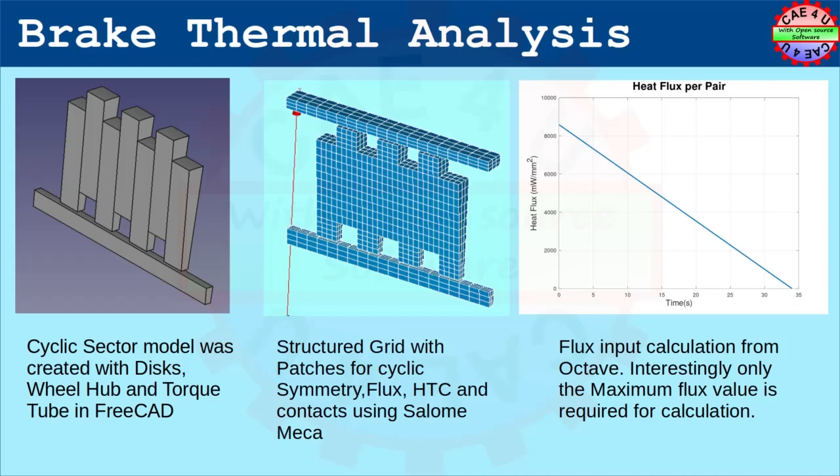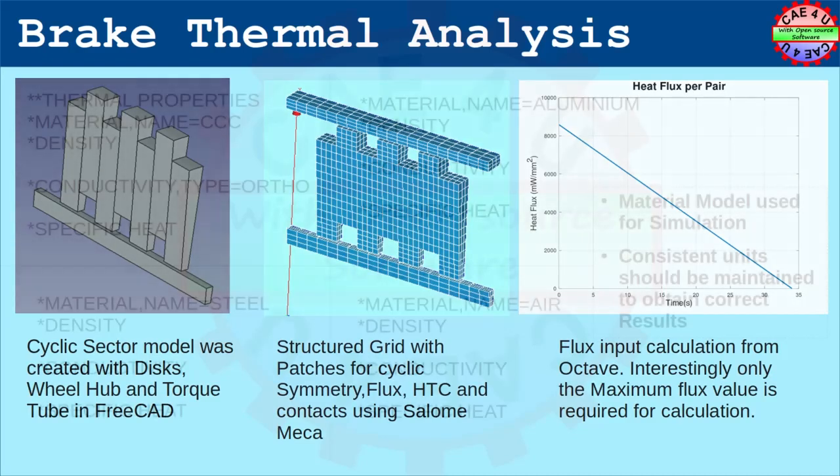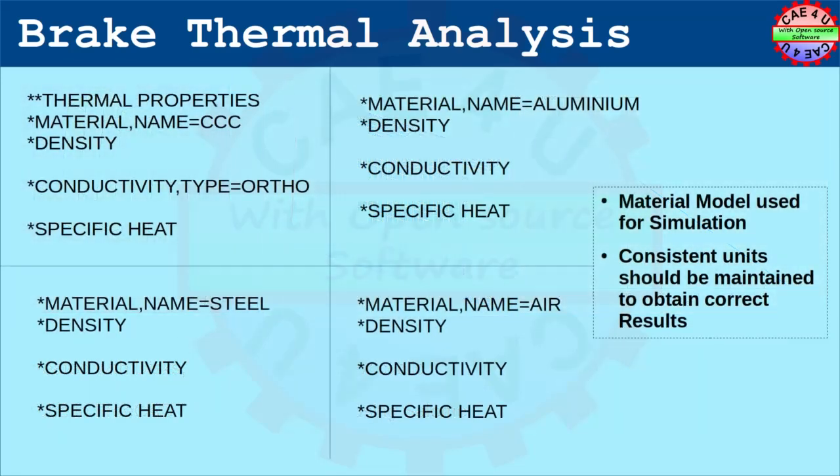Since we converted this problem into a pure thermal analysis, only thermal material properties are required. Since this is a transient simulation, we will need density, conductivity and specific heat for all the materials. The typical material used for the torque tube is steel. The typical material used for the wheel assembly is aluminum, and the surrounding fluid is considered as air.